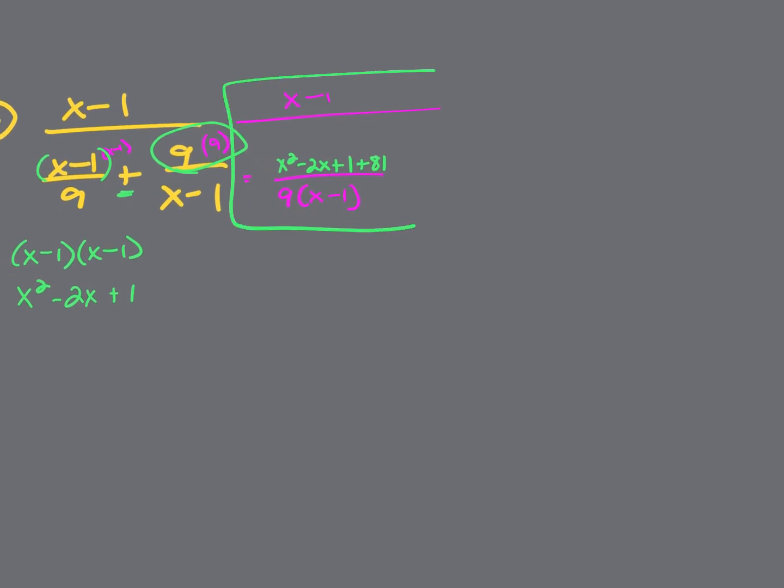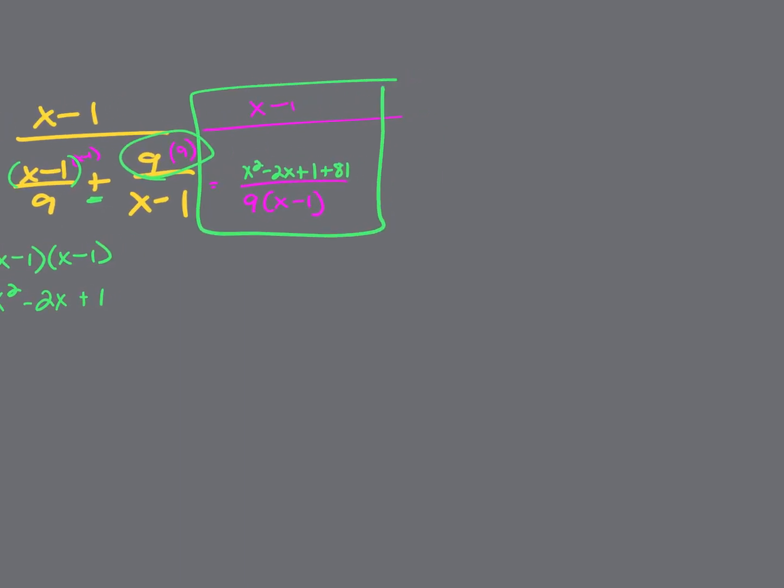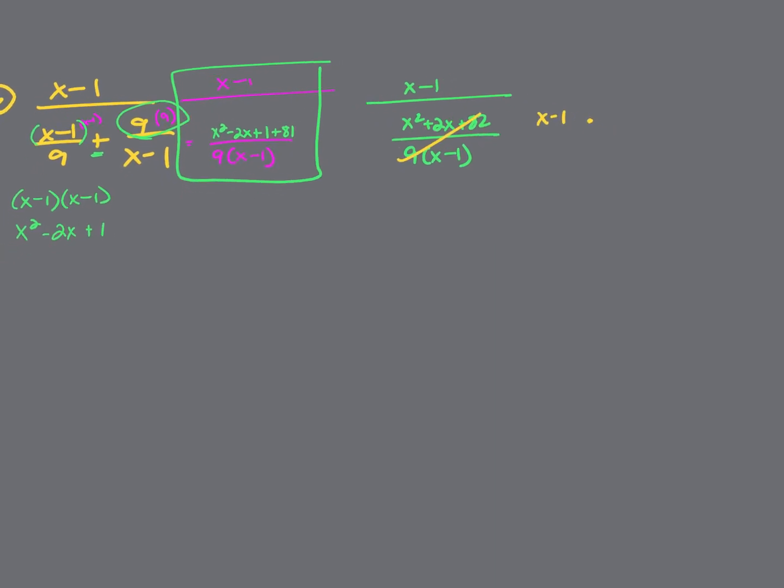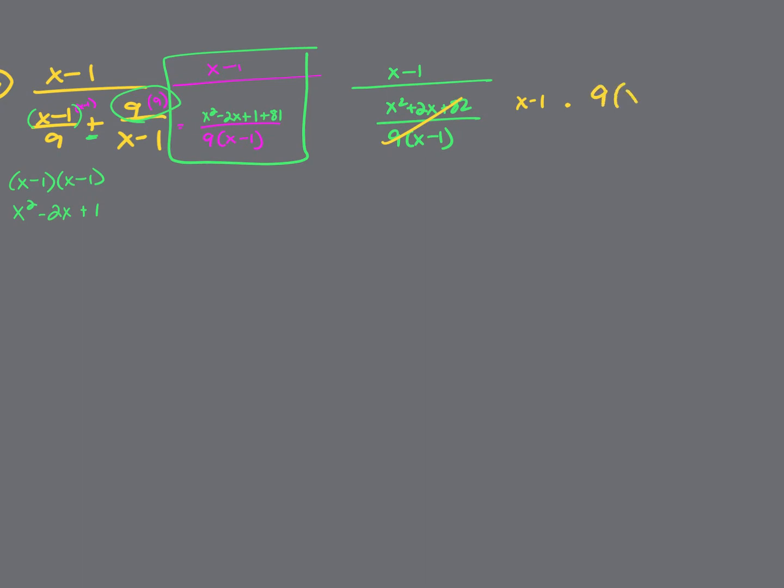Now I have this fraction. So I've got x minus 1 over x squared plus 2x plus 82 over 9 times x minus 1. Now I keep change flip. So I'm going to keep the x minus 1, change this to multiplication, and flip 9 times x minus 1 over x squared plus 2x plus 82.